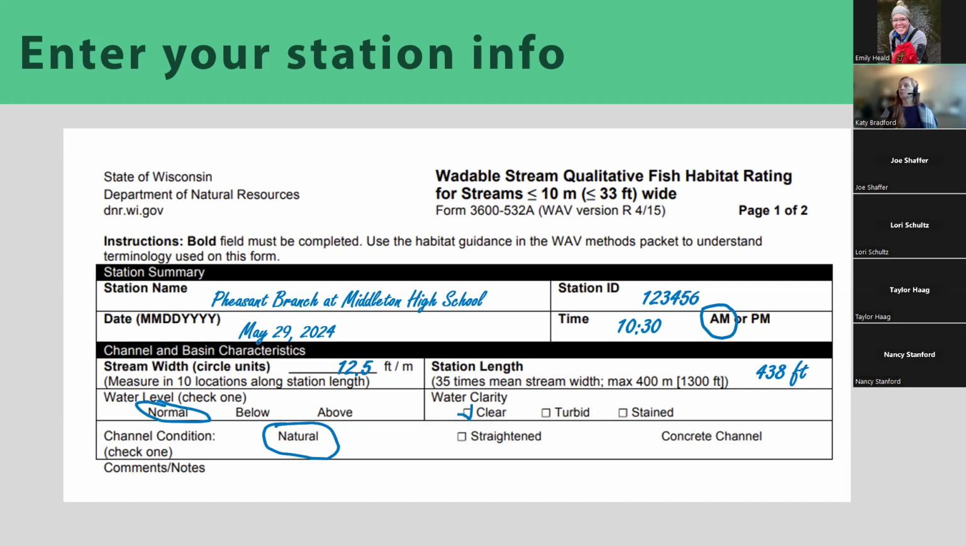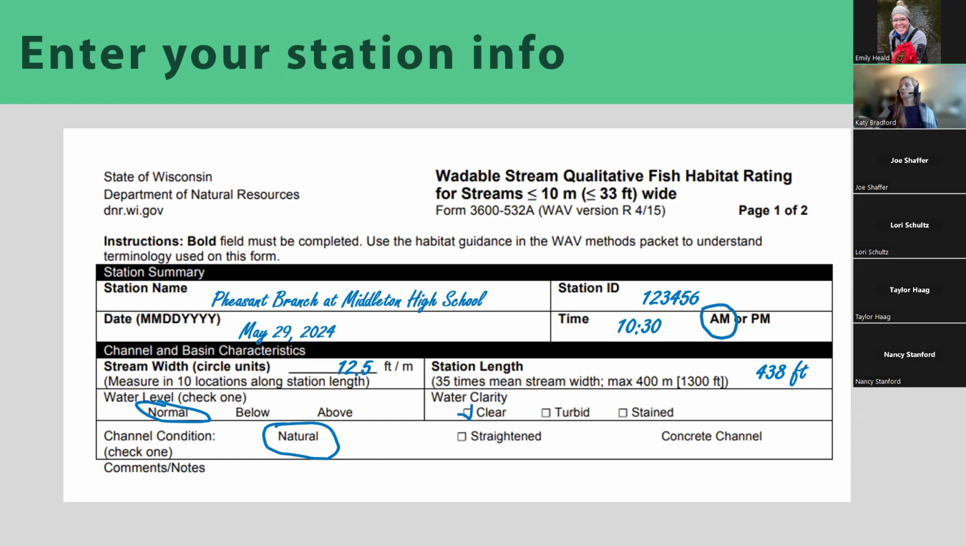And then channel condition, natural, straightened, or concrete. Straightened may be an agricultural ditch is a good example. And then concrete is a channel that's probably straight as well, but it's lined with concrete.